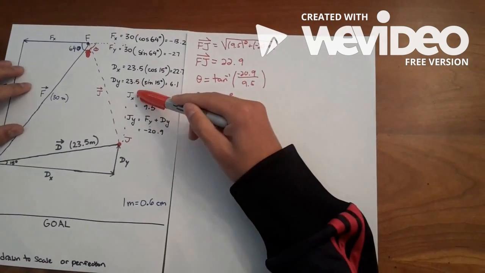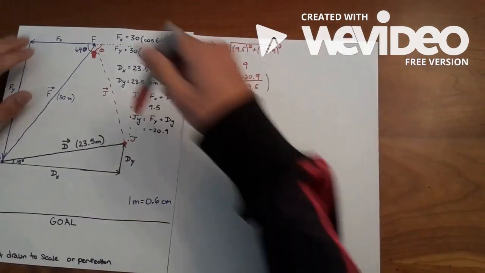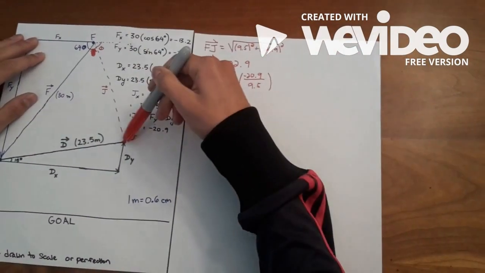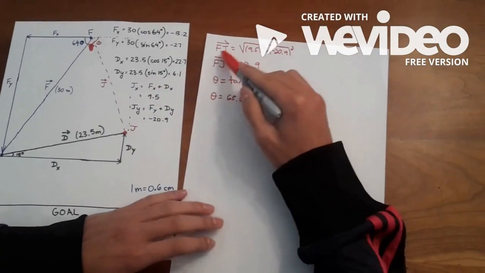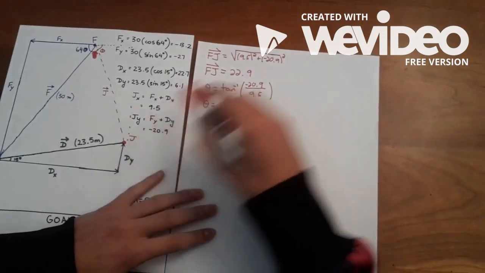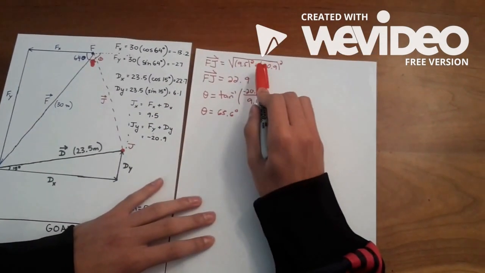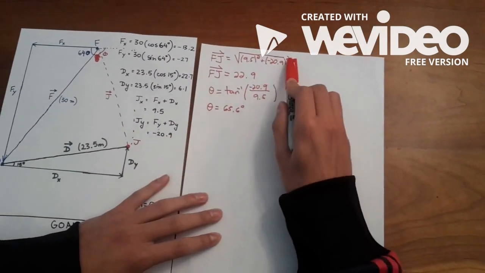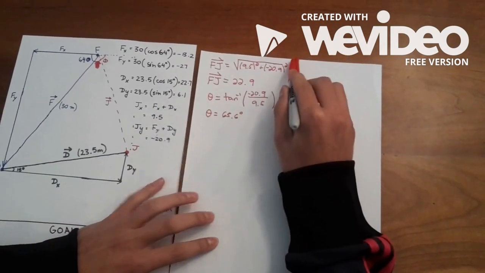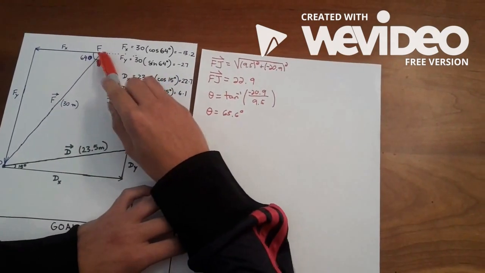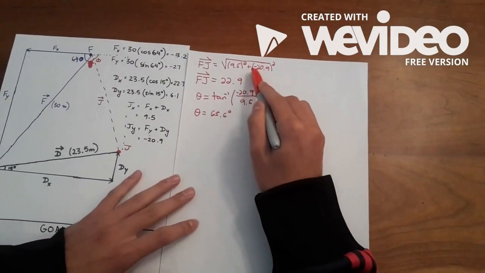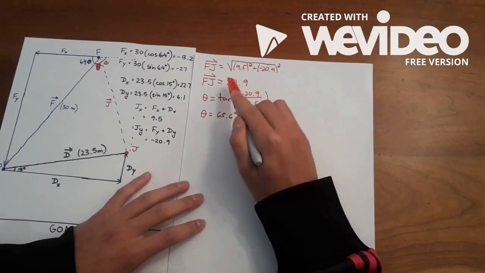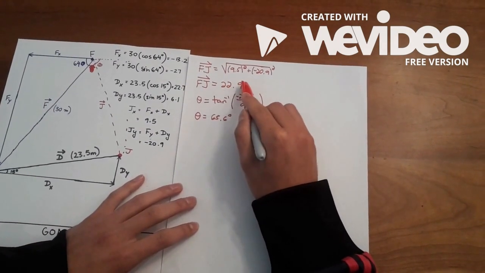Now that we've found j of x and j of y, we have to find the magnitude to find the distance. So what we do here is simple. To find f of j, we take 9.5 squared plus negative 20.9 squared, and then find the square root of that. That way, we're using the components of x and y to solve for this. Once we plug these in, we end up getting 22.9.